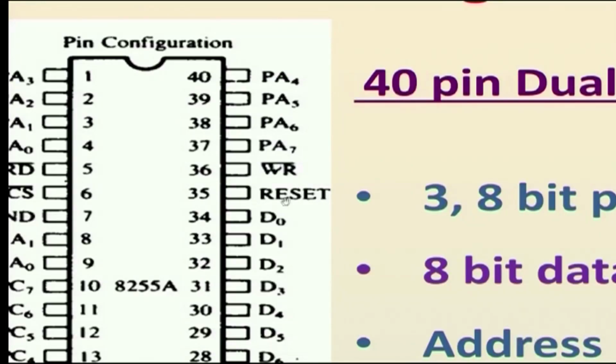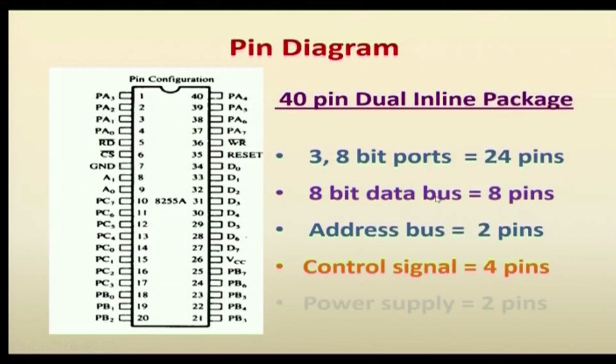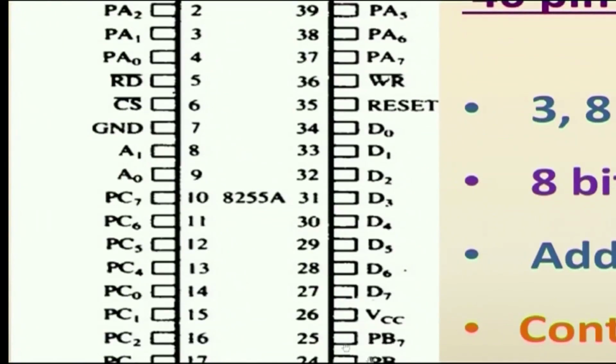Pin 35 is named reset. Reset is one of the control signals, used to clear the control register. After enabling this pin, the control register value will be cleared. So, these 4 are RD bar, WR bar, CS bar and reset. These 4 are the control signals in 8255. Then every IC has power supply signals, 2 pins, VCC and ground, for providing the DC voltage of plus 5 volts. The ground pin is pin 7 and the VCC pin is pin 26.